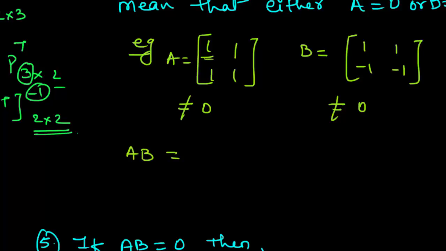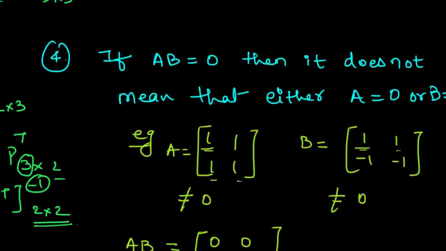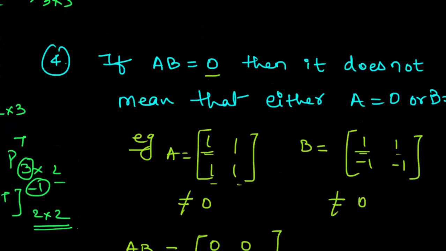We have 1 into 1 is 1 and 1 into minus 1 is minus 1. So that is 0. Similarly, 1 into 1 is 1 and 1 into minus 1 is minus 1, so we have 0. Next, 1 into 1 is 1 and 1 into minus 1 is minus 1, so we have 0. See that AB is 0, but neither A nor B is 0. So this property is very important. If AB is a null matrix, then it doesn't mean that A is 0 or B is 0.